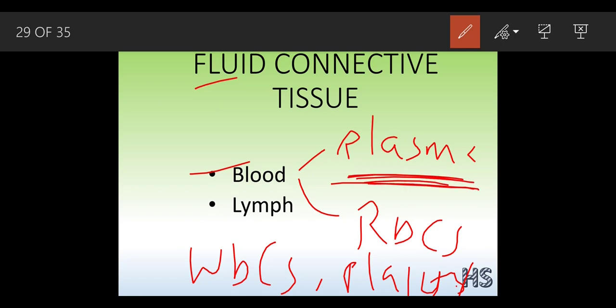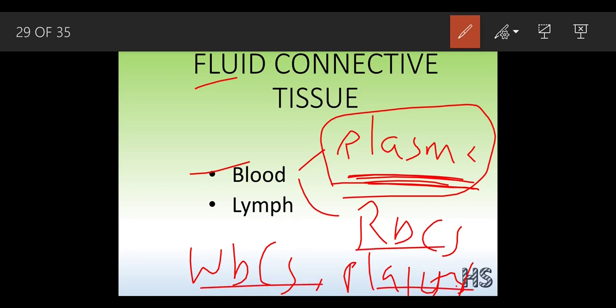Okay, and the liquid part is called the plasma of the blood, and the part which is left is RBCs, WBCs and platelets. Each of the cells has its own function. What is the function of this plasma? See, plasma has many antibodies inside it, which help our defense mechanism. But this plasma is colorless.